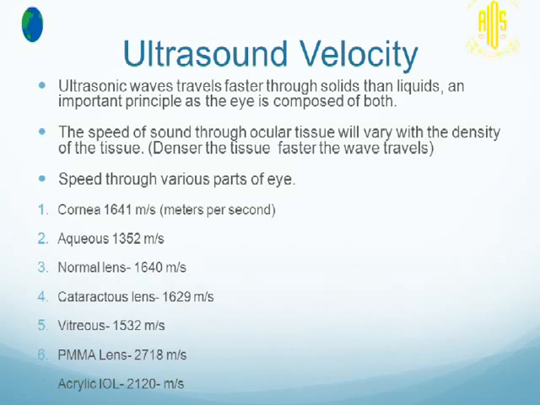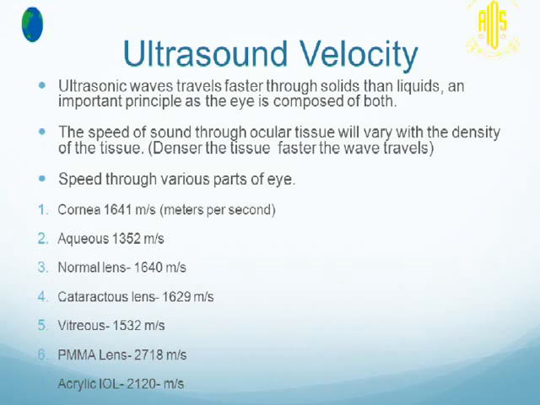Ultrasonic waves travel faster through solids than liquids. This is an important principle as the eye is composed of both solids and liquids. The speed of sound through the ocular tissue will vary with the density of the tissues. The denser the tissue, the faster the wave travels through it.